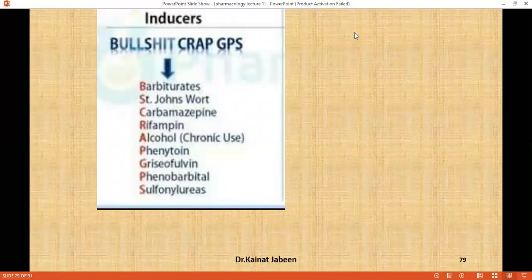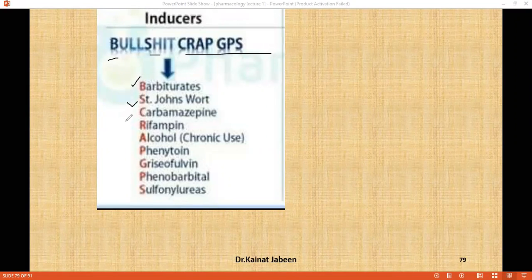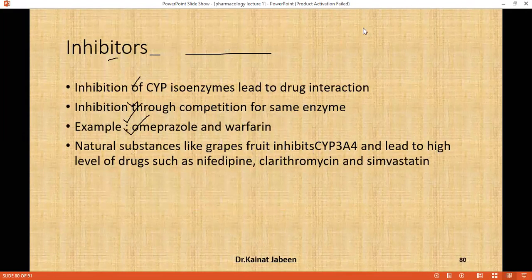The next thing is the mnemonic for the inducers. The mnemonic is BS CRAP GPS. Barbiturate, St. John's wort, carbamazepine, rifampin, alcohol, phenytoin, griseofulvin, phenobarbital, and sulfonylurea. These are the drugs that are the inducers that are going to increase the level of the enzyme in the body. The next thing are the inhibitors.